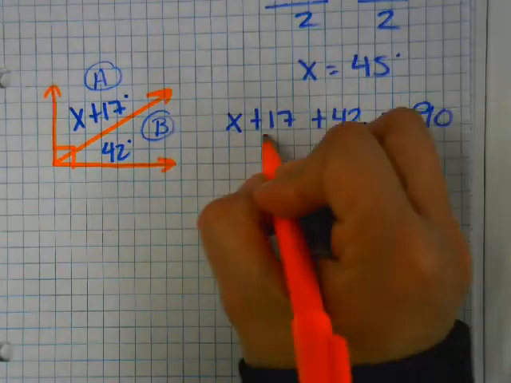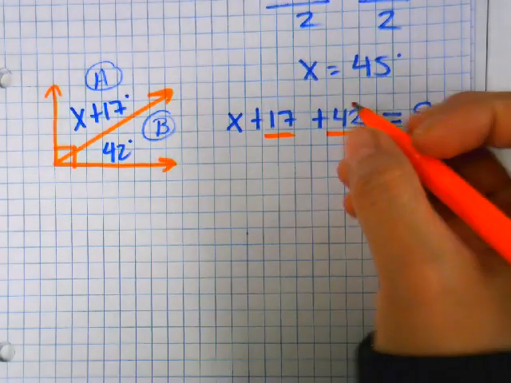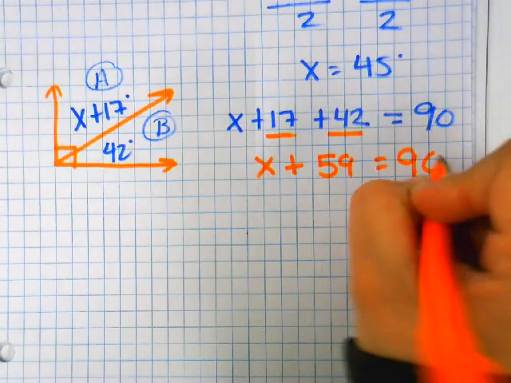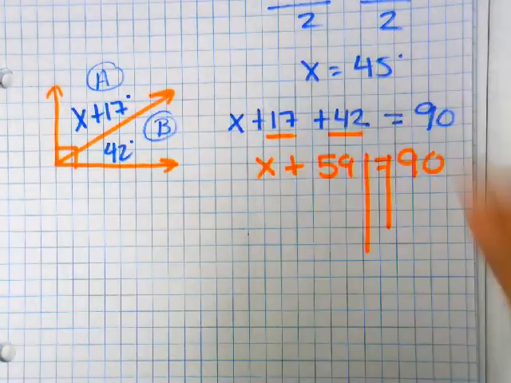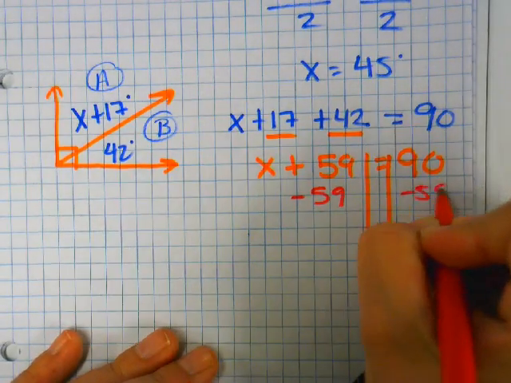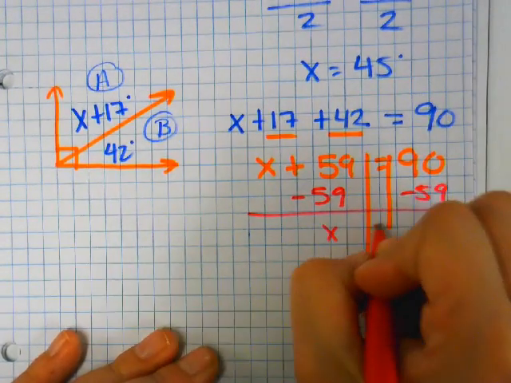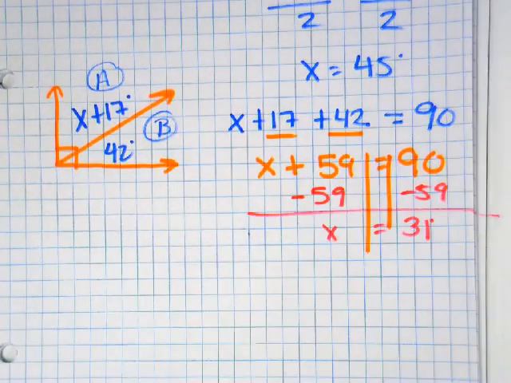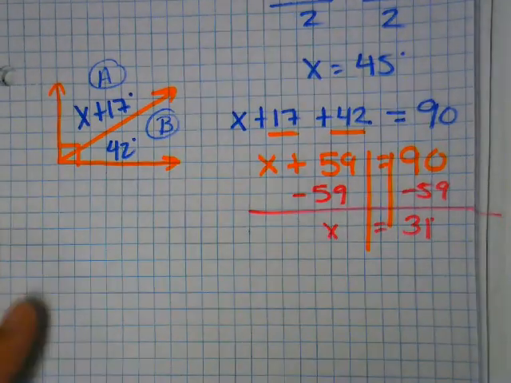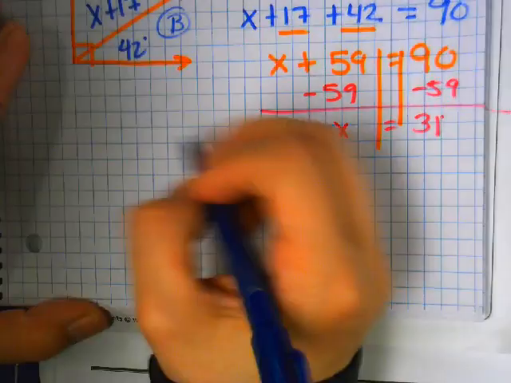So I'm going to add these two. If I add these two, I get 59. Subtract 59, subtract 59. X equals 31. Easy enough? I hope. All right, try this one out. Ooh, I like this one.